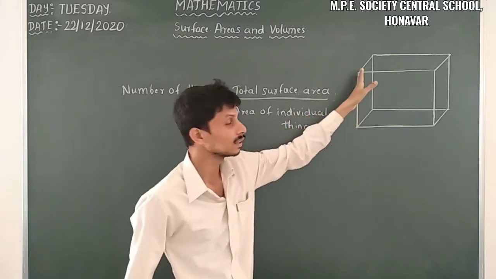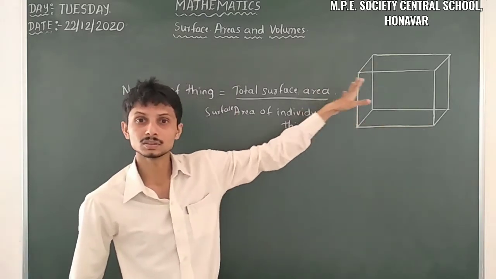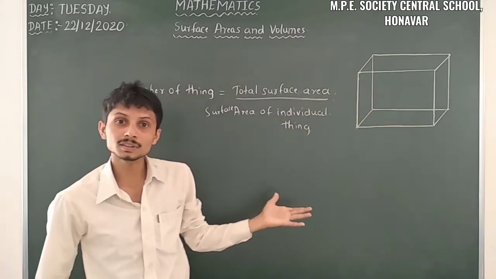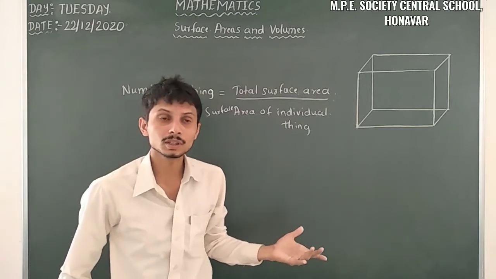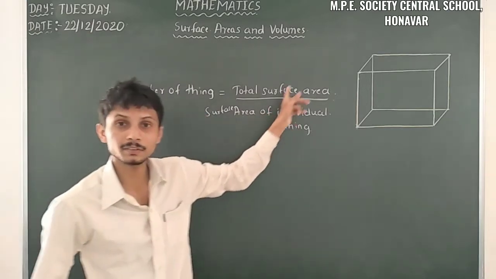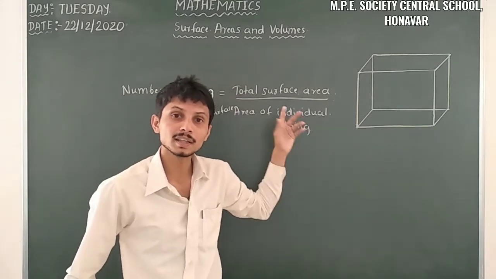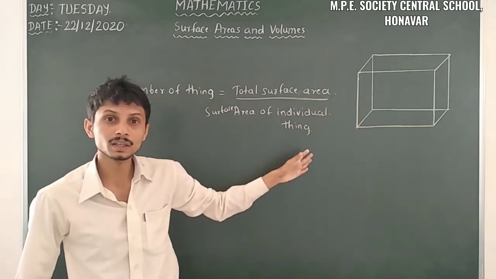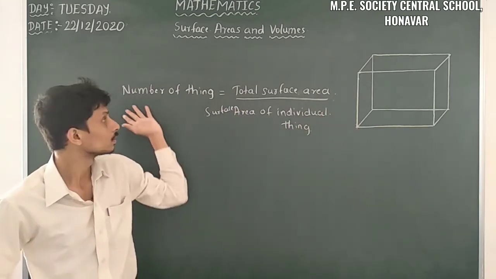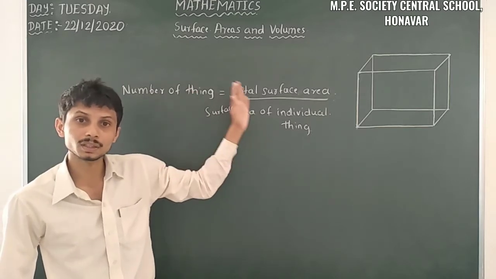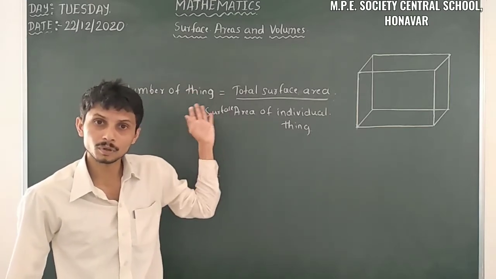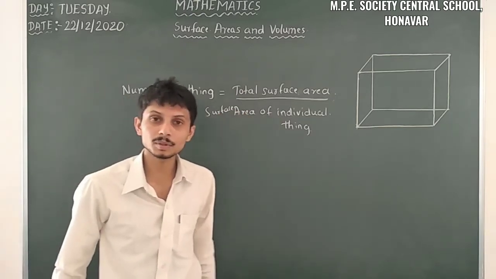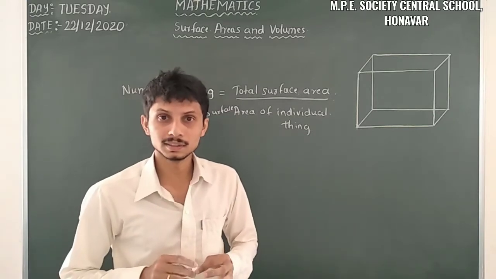When we insert some boxes, after some boxes it becomes full. So we can find out how many boxes we can insert here. So number of things is equal to total surface area divided by the surface area of the individual thing, that is, the individual box. When we take this, we can easily find out how many things we can insert. So let us take some problems based on this situation.